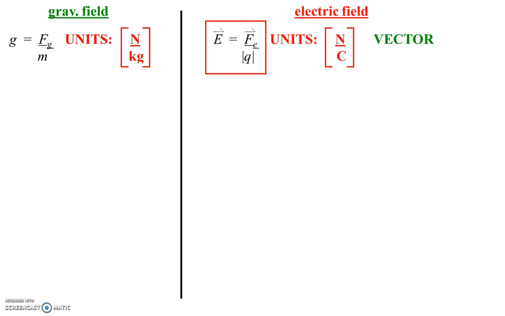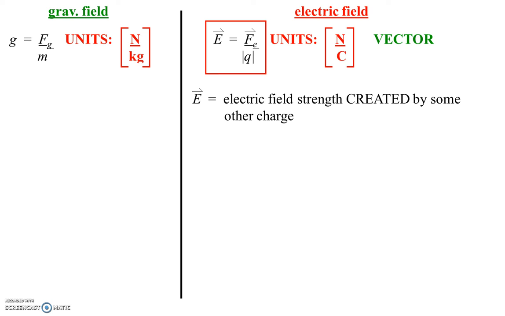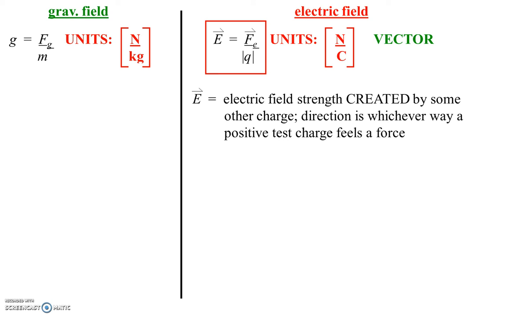Let's define our terms. We have to be very, very careful here. So capital E stands for the electric field strength created by some other charge. Now that may seem a little bit strange with the wording there, but trust me, this is going to become a little bit clearer as we go through it. Now we did say we're taking the absolute value of the charge that's in the equation, so that's not going to contribute to our understanding of the direction. Here's how we establish the direction for electric field. The direction is whichever way a positive test charge feels a force. And I haven't defined what a test charge is yet, but I will soon. And in fact, the test charge is the charge that's in the equation.